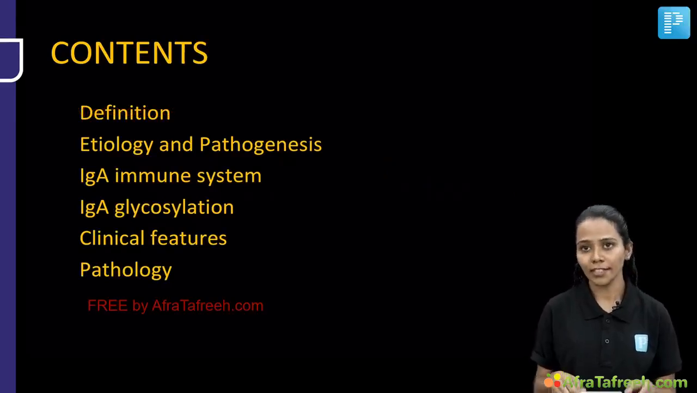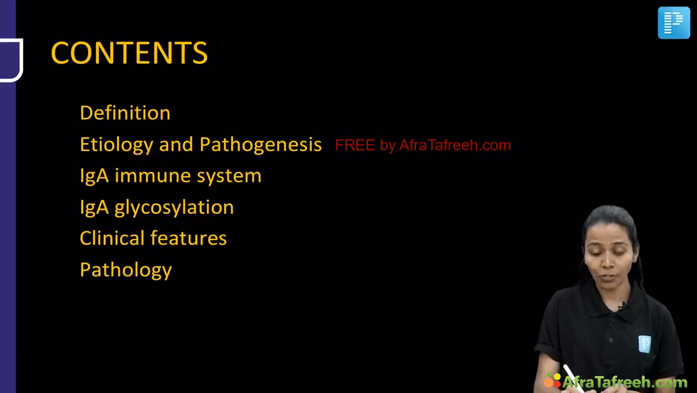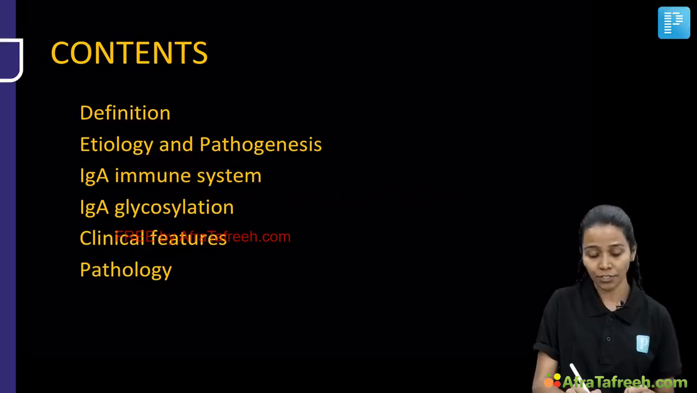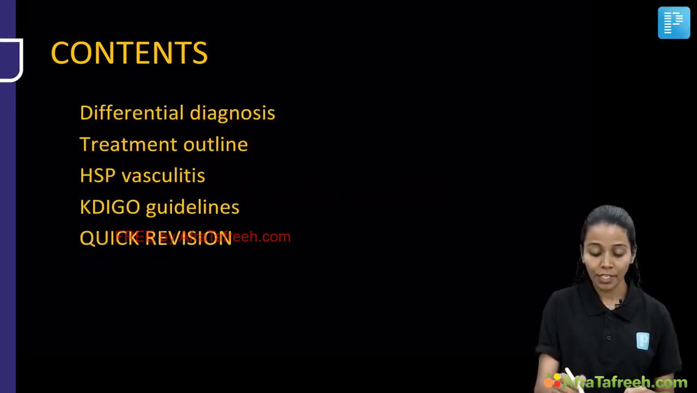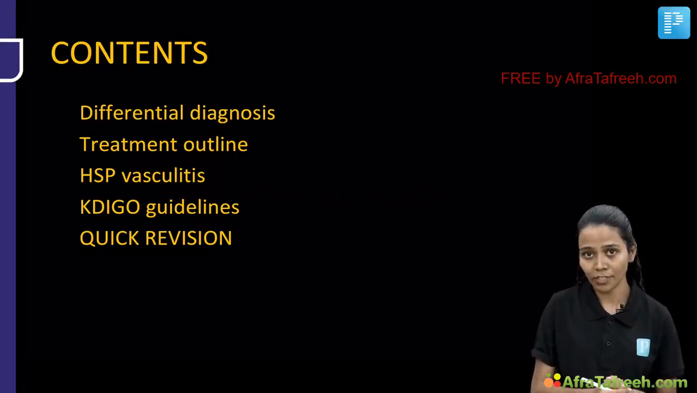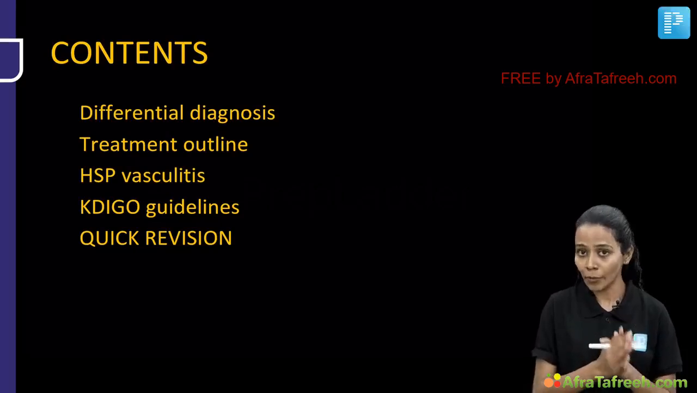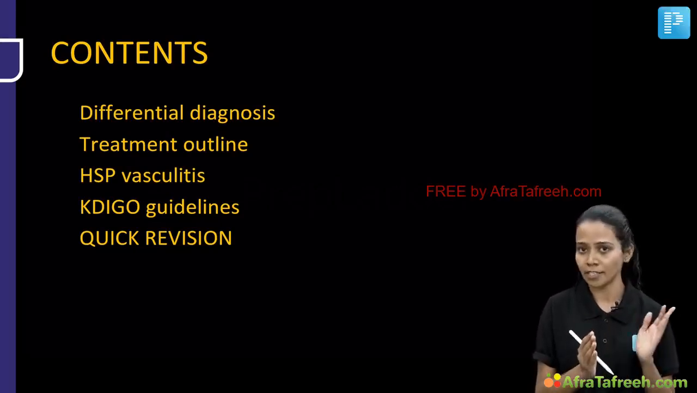So, we are going to study this under the following headings. First, we are going to learn what is the definition of the disease, what is the etiology and pathogenesis. Then we are going to learn in detail about the IgA immune system, IgA glycosylation or the galactosylation, the clinical features of this condition, pathology of the disease, differential diagnosis, treatment and its outline, HSP vasculitis. Then we are going to look into KDIGO guidelines. And finally, we come to the quick revision section, which is a time capsule or a revision capsule, which helps in quickly revising all the important questions that have been asked in the previous exams.